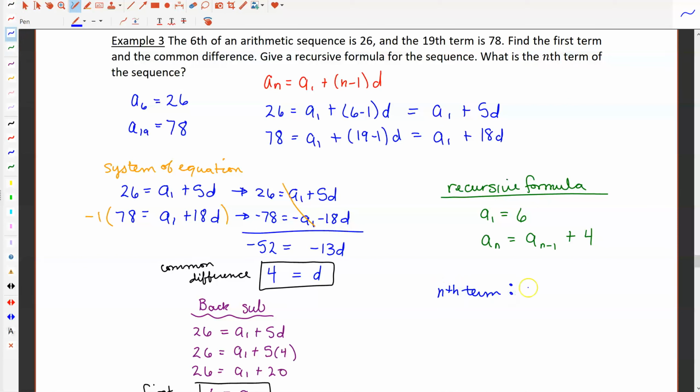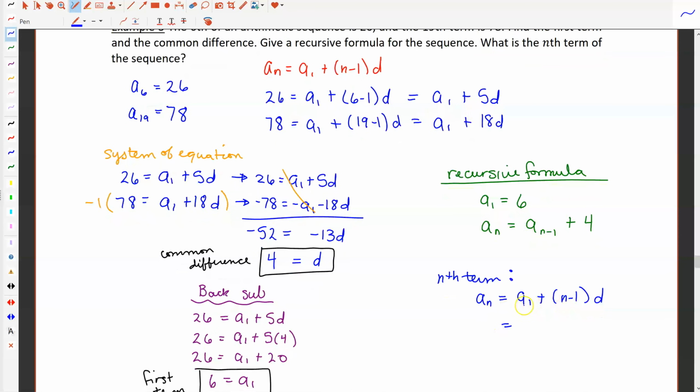Okay, so for the nth term, my formula is a sub n is equal to a1 plus n minus 1 times d. So we're just going to talk about this in general. My first term was 6 plus n minus 1 times, and my common difference was 4. In this case we're going to go ahead and clean this up. So I'll have 6 plus 4n minus 4, which will then give me 4n plus 2. So there's my general formula for any nth term in the sequence. All right, so I think I've answered everything that they've asked of me.